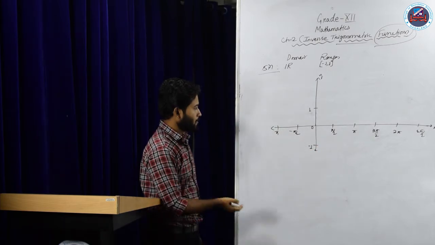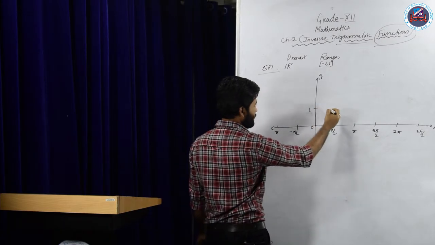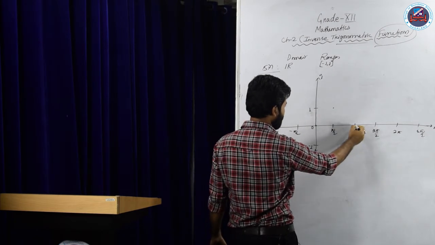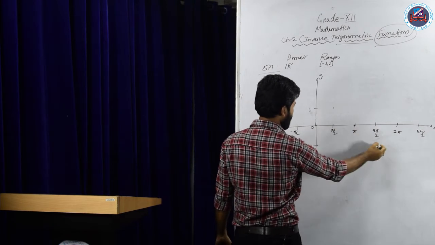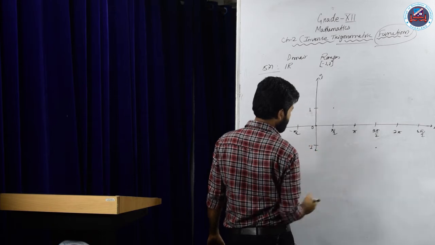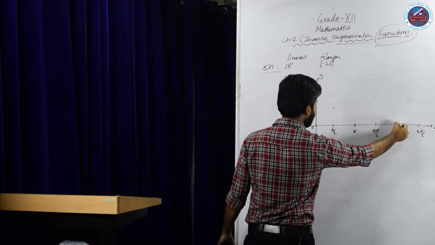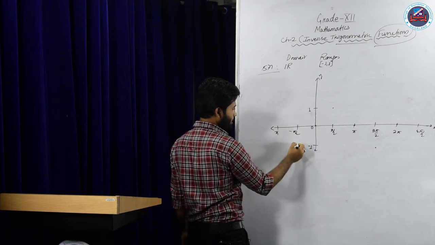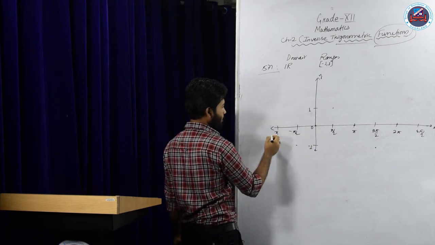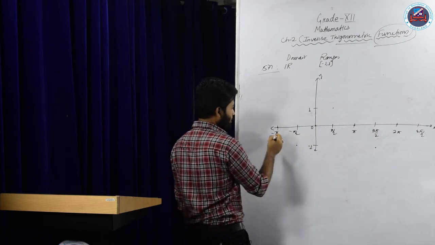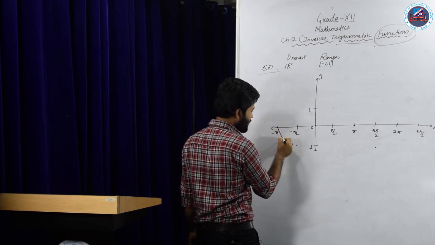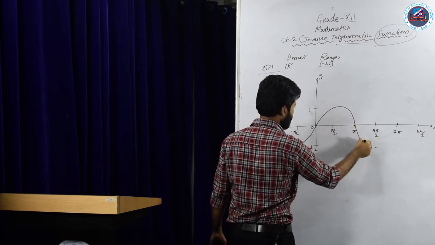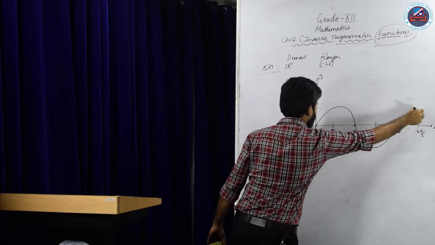Now, what is the value of sine 0? It is 0. The value of sine pi by 2 is 1. Again the value of sine pi is 0. Sine 3 pi by 2 is minus 1. Sine 2 pi is again 0. On the left hand side, sine minus pi by 2 will be minus 1. And for sine minus pi, it will be 0. So if I trace the graph, it will look somewhat like this. Yeah?